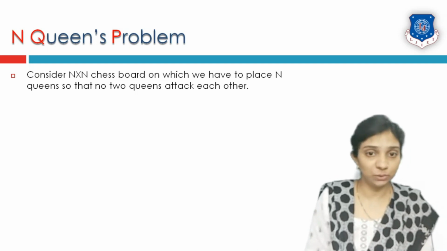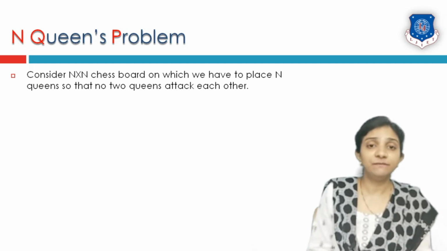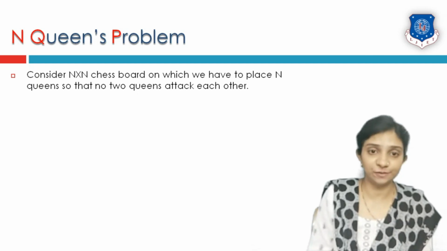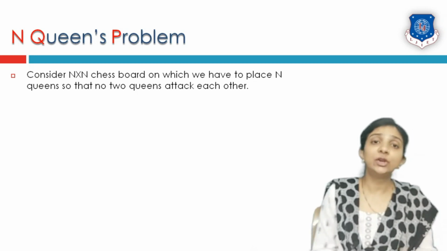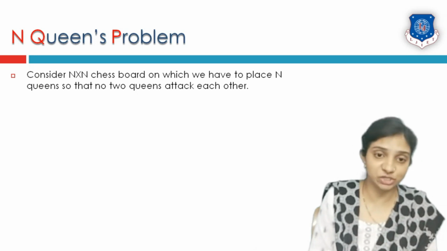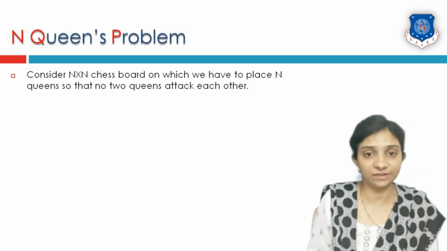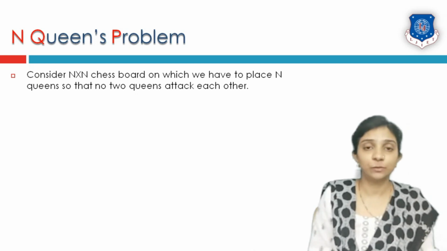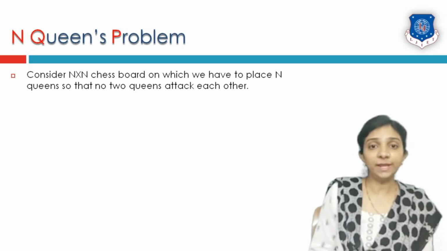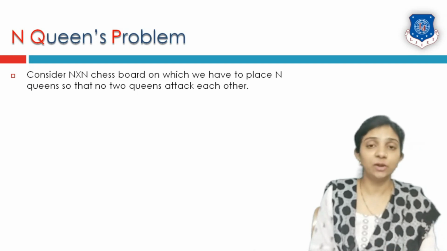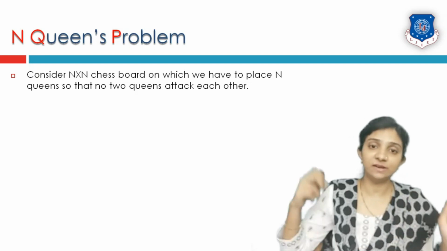For a given n queen problem, there will be an n cross n chess board on which you have to place n queens in some proper order. Now this order says that no two queens must attack each other. Now if you have played chess, you must know how queens attack. But if you don't know chess, no issues, I will tell you how queens attack each other. A queen can attack any opponent who is present in the same row, in the same column or in any diagonal.